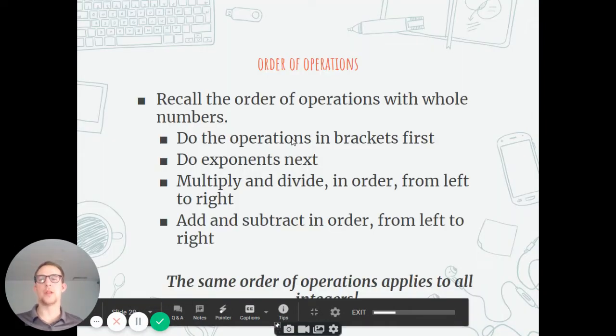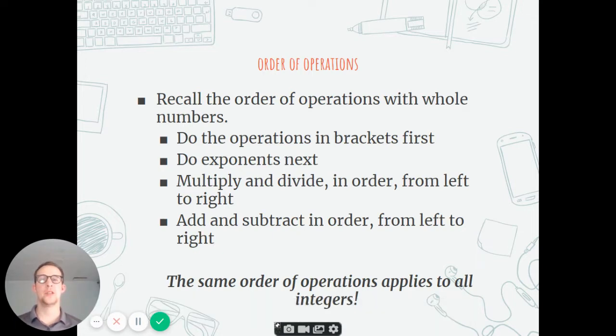So recall the order of operations with whole numbers. Remember, we use BEDMAS as a way of knowing which operation to do next. So remember, we always will do the operations inside of brackets first, then the exponents, and then we do multiplication and division in the order that they appear. So that's from left to right. And then we do addition and subtraction in the order that they appear.